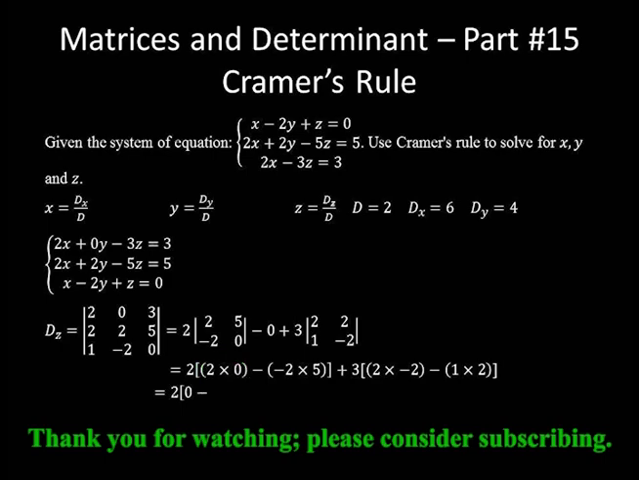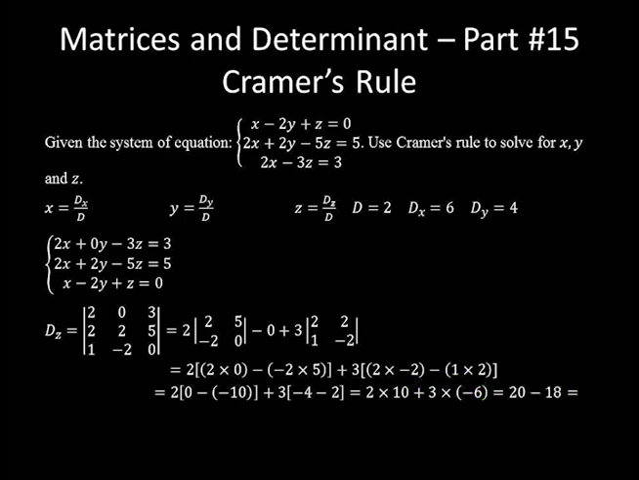which is equal to 2 times (0 minus negative 2 times 5 is negative 10) plus 3 times (2 times negative 2 is negative 4 minus 1 times 2 is 2), which is again equal to 2 times (0 minus negative 10 means 0 plus 10). 0 plus 10 is simply 10, plus 3 times (negative 4 minus 2 is negative 6), which is equal to 2 times 10 is 20. Positive 3 times negative 6 is negative 18, which is again equal to 20 minus 18 equals 2, meaning d sub z equals 2.